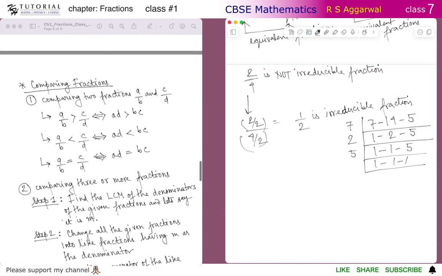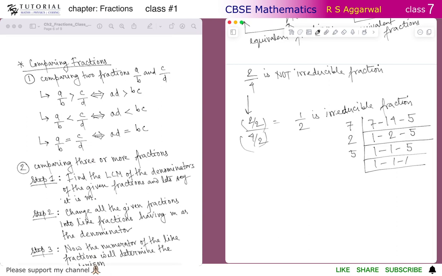Now how do we compare fractions, like which fraction is greater or lesser, or whether two fractions are equal or not? When you compare two fractions, let's say we have two fractions a by b and c by d. Let's say the first fraction is a by b and the second fraction is c by d. Now a by b will be greater than c by d only when AD is greater than BC.